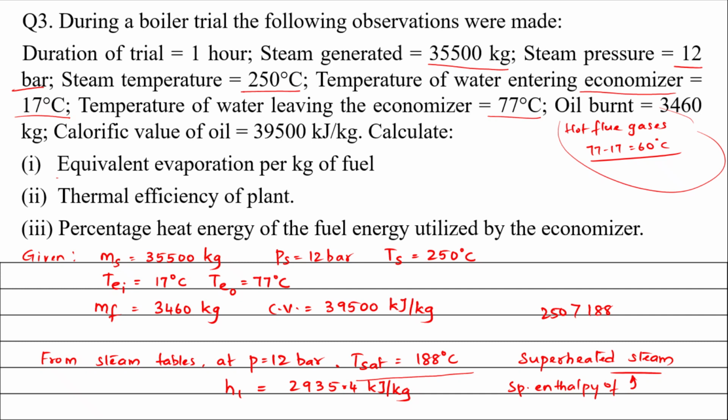Now I have found out the enthalpy of the steam. Now I'll be requiring the enthalpy before, to find out the efficiency and all. And to find out the equivalent evaporation, I'll find out all the parameters. I'll be requiring the economy, and I'll be requiring the feed water.